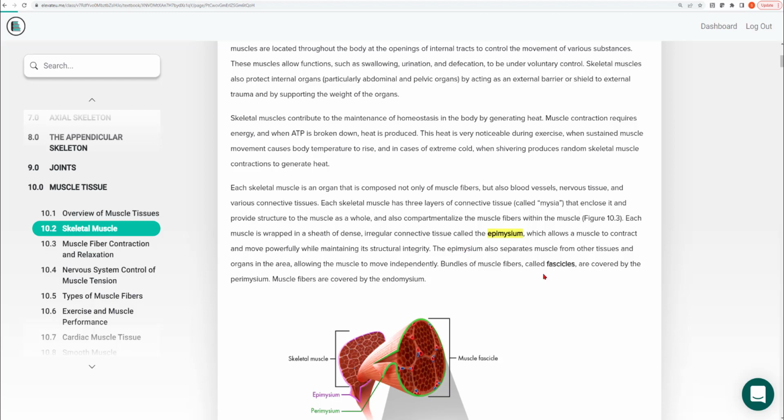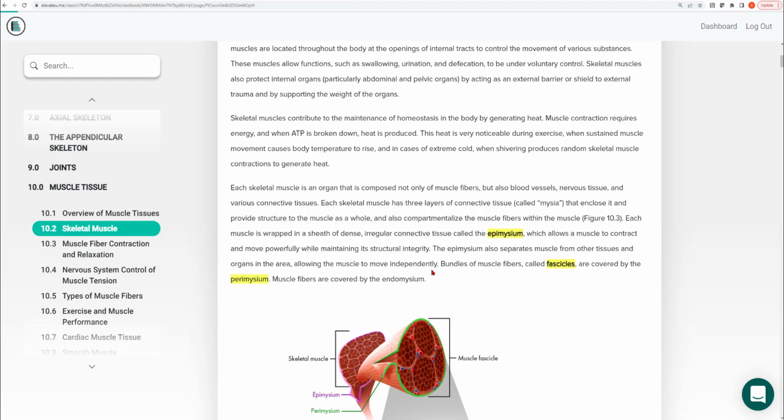Inside the muscle, there are bundles of muscle fibers called fascicles. Fasci from the vocab, meaning a bundle or a band. So we have a bundle or a group of muscle fibers. A fascicle inside the muscle is covered by another layer of connective tissue called the perimysium. Now you know peri means around, like perimeter. So this is a layer of connective tissue that goes around the fascicles.